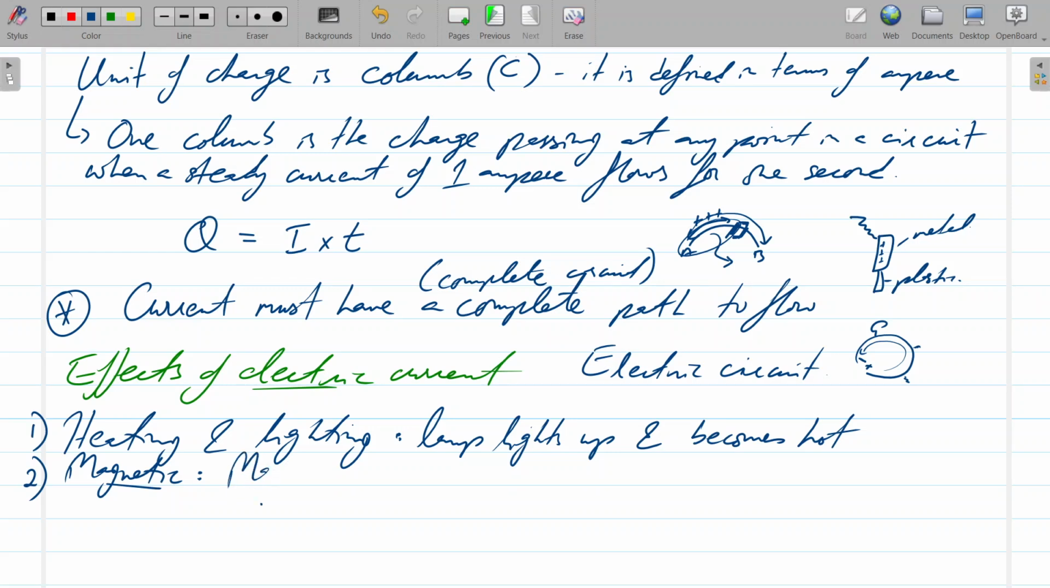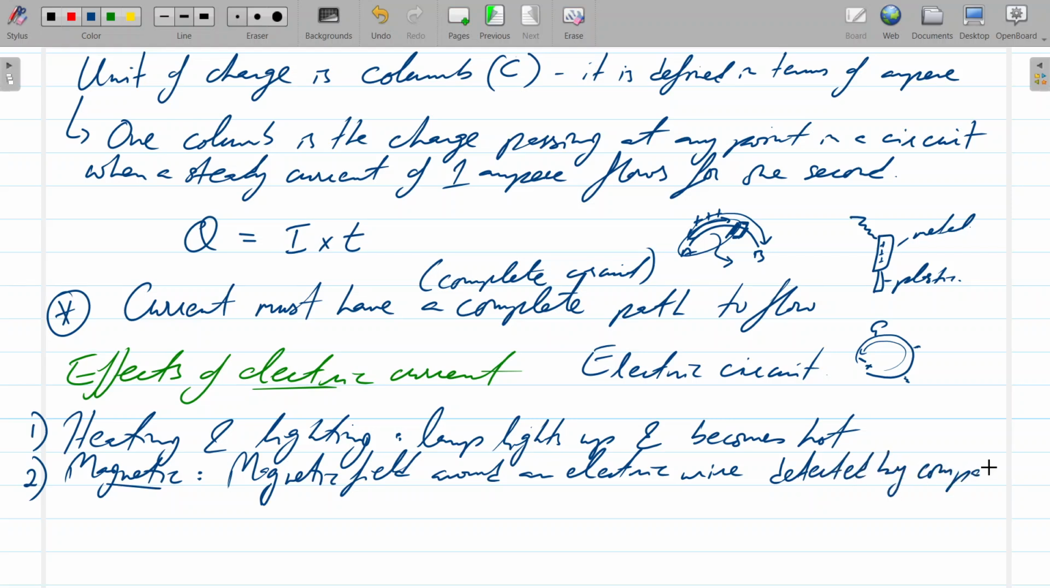So there's a magnetic field around an electric wire that is conducting electricity. If there's no electricity flowing in the wire, there's not going to be any magnetic field. When there's electricity passing through the wire, that's when you're going to have a magnetic field, which can be detected by a compass. If you place a compass near a wire that has electricity flowing through it, you will notice a deflection in the compass. It will point towards the wire in some way. And so that's a magnetic effect.